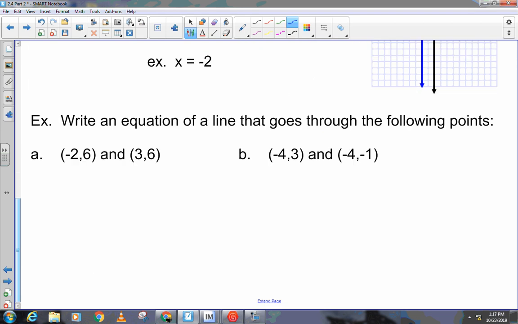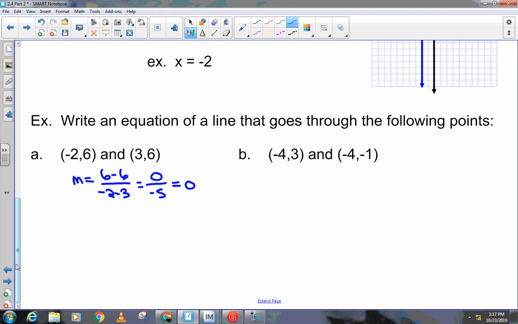We're going to now do some more where we have to write an equation of a line that goes through the following points. Okay? Now, what we need from this is the slope, right? So if we find the slope, we're going to do the difference in the y's over the difference in the x's. 6 minus 6 is 0. -2 minus 3 is -5. What's 0 divided by -5? 0. And if you don't know, put it in your calculator. Okay? It's either going to give you a 0 or it's going to give you an error. This is going to give you a 0.